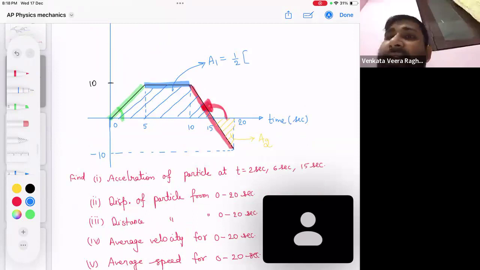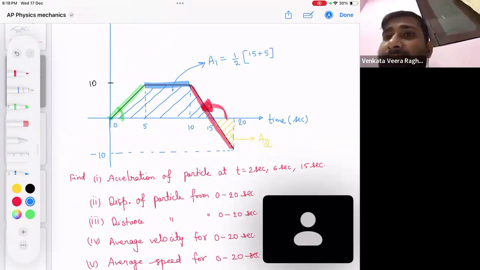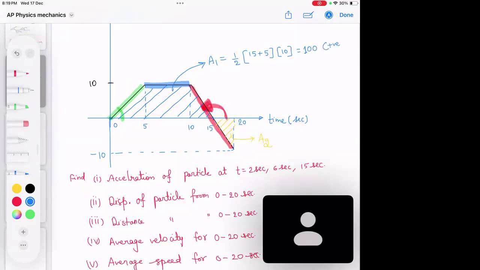Trapezium or trapezoid you can call it. So what will be the area? So what are the parallel sides? One parallel side 15 unit, other parallel side 5 unit, and the height is 10. So how much are we getting? 15 plus 5, 20 into 10, 200 by 2. So 100 we will get. Tell me, this area we will take as positive or negative? Positive.